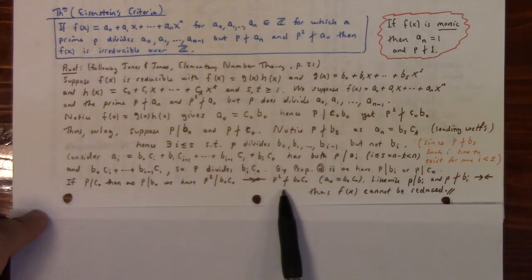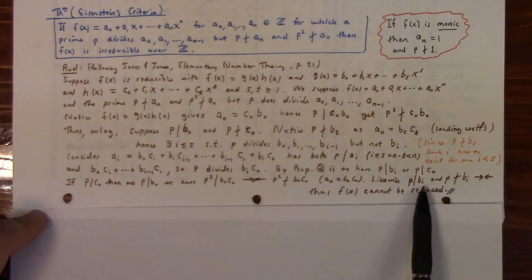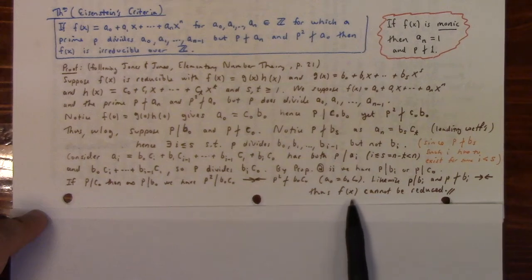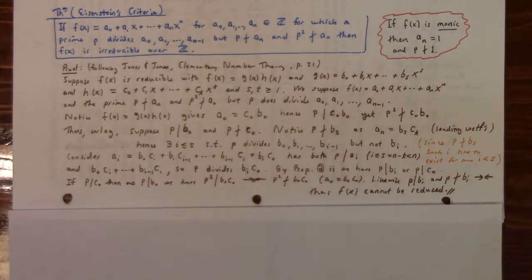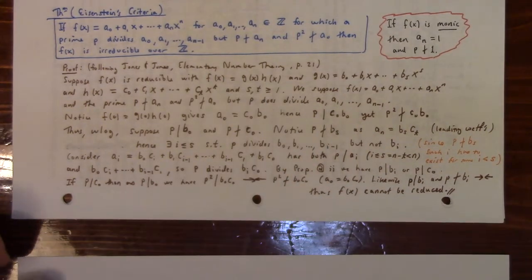So p squared does not divide b_0 c_0, of course, right? Likewise, if p divides b_i, well, that's a problem because p does not divide b_i by assumption here. So any way you slice it, we get a contradiction. Consequently, we have Eisenstein's criterion. If you meet this criterion, your f of x is irreducible.